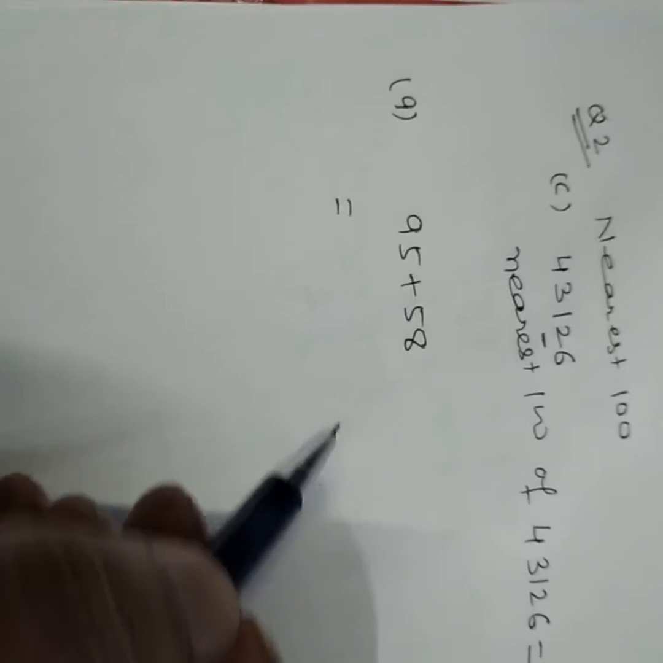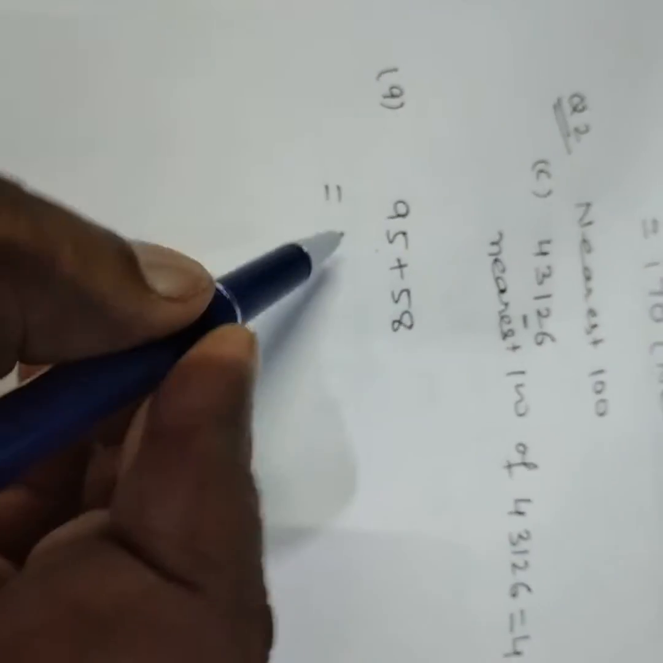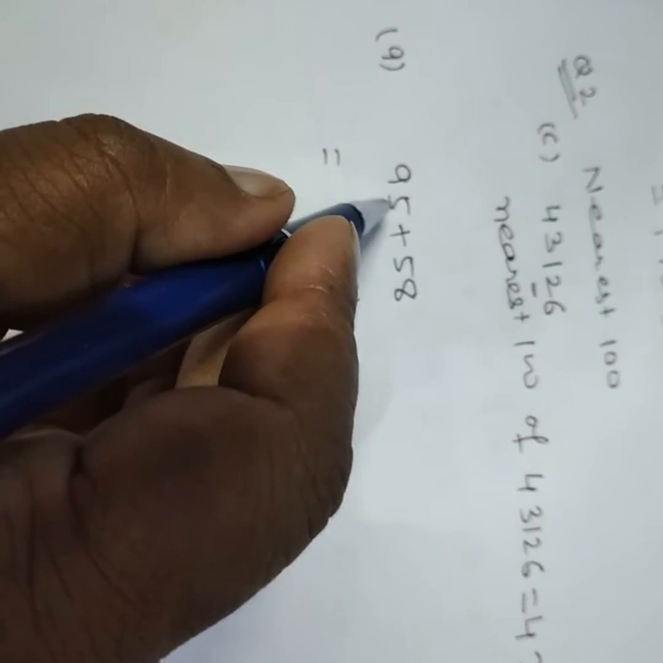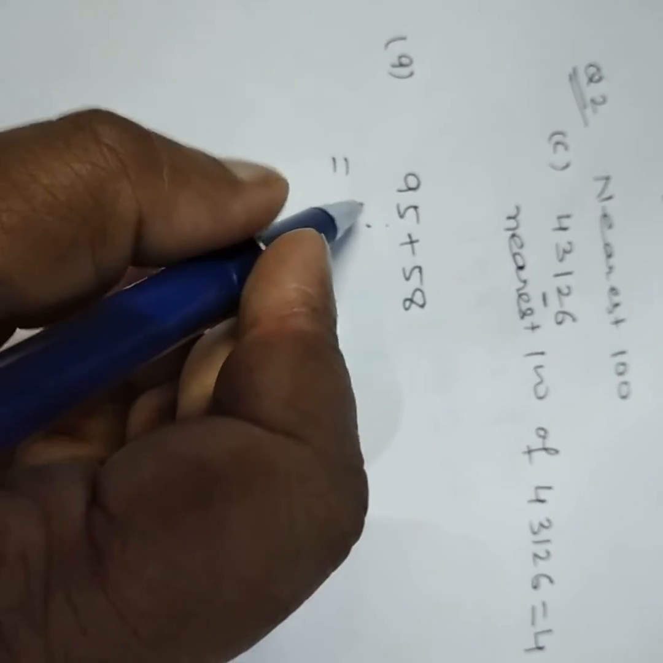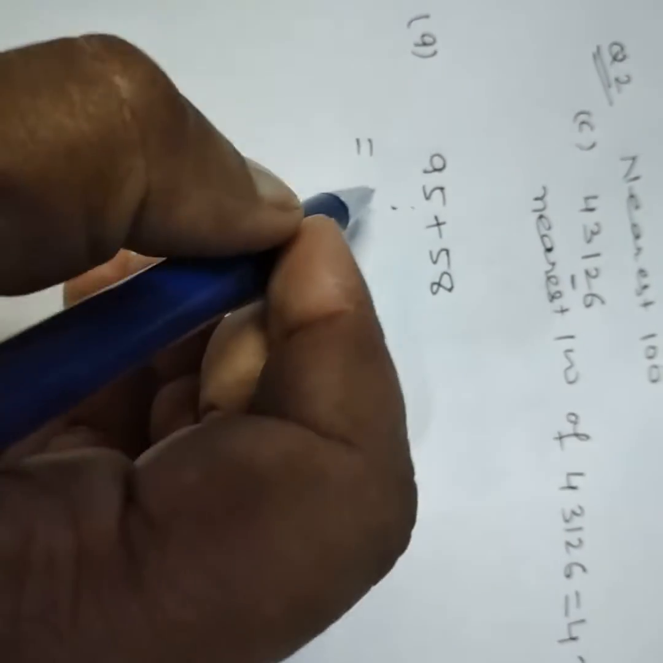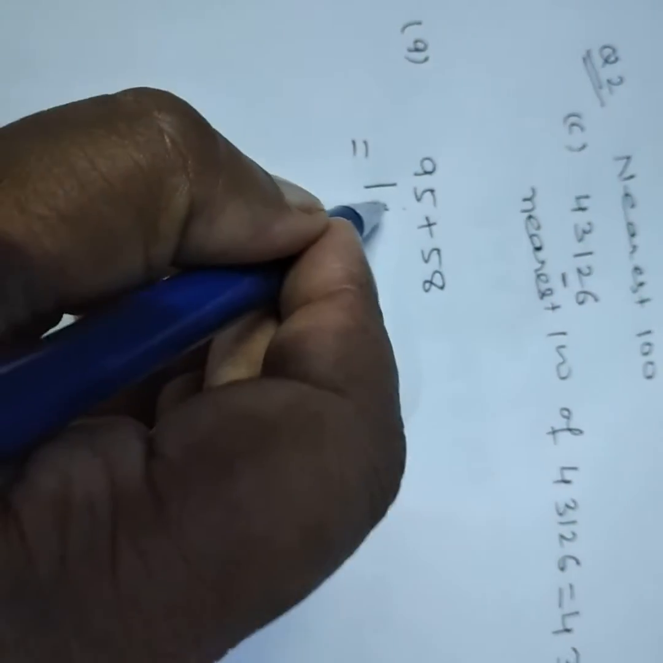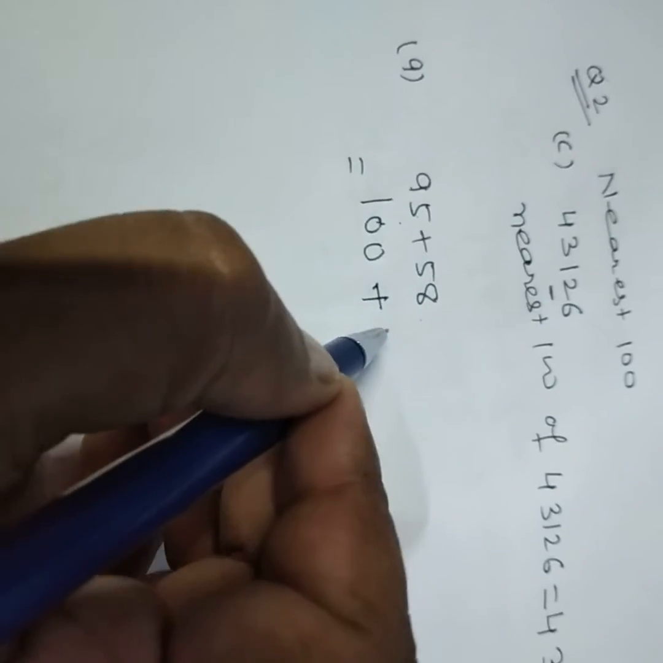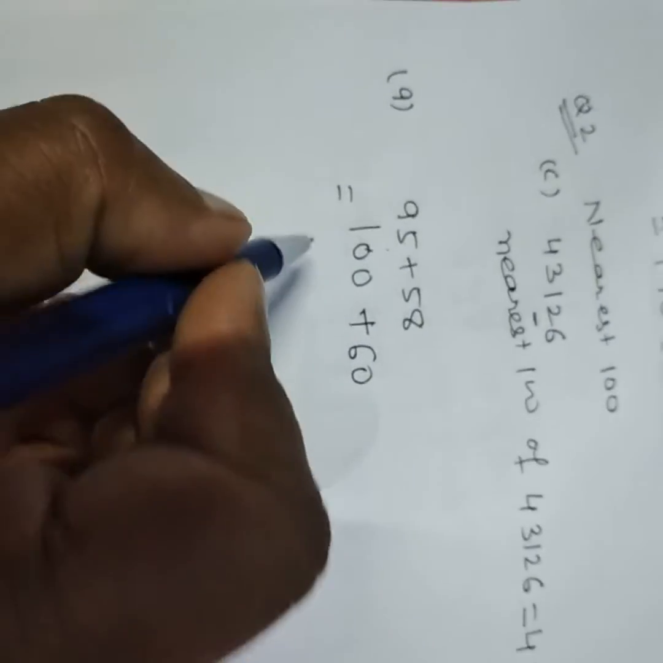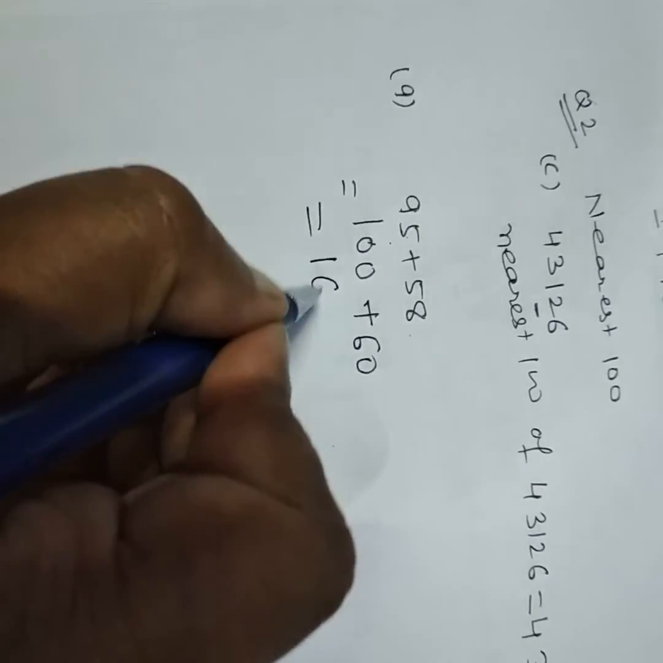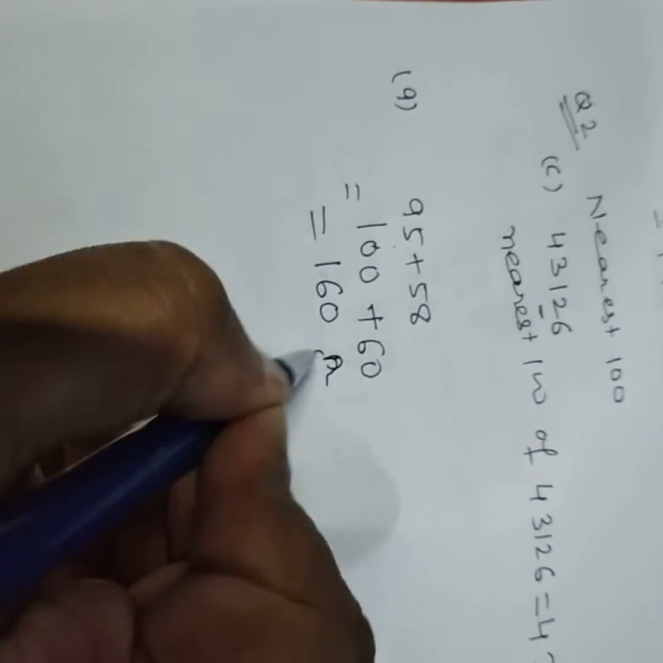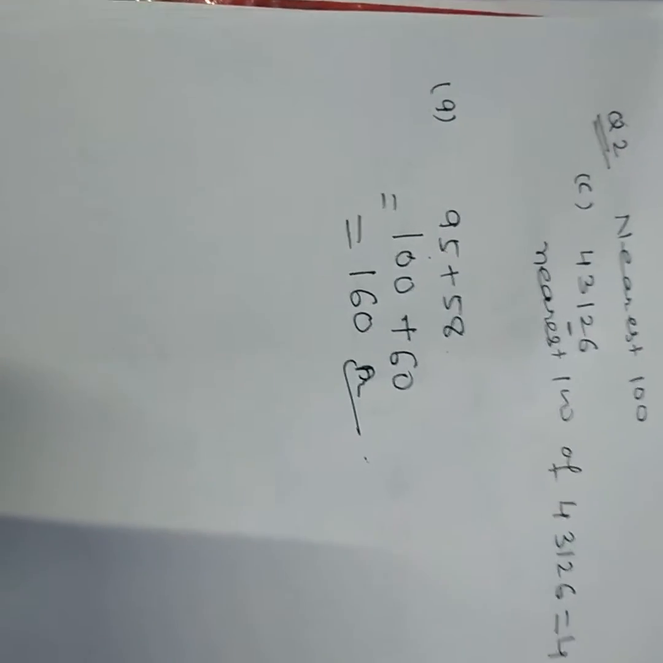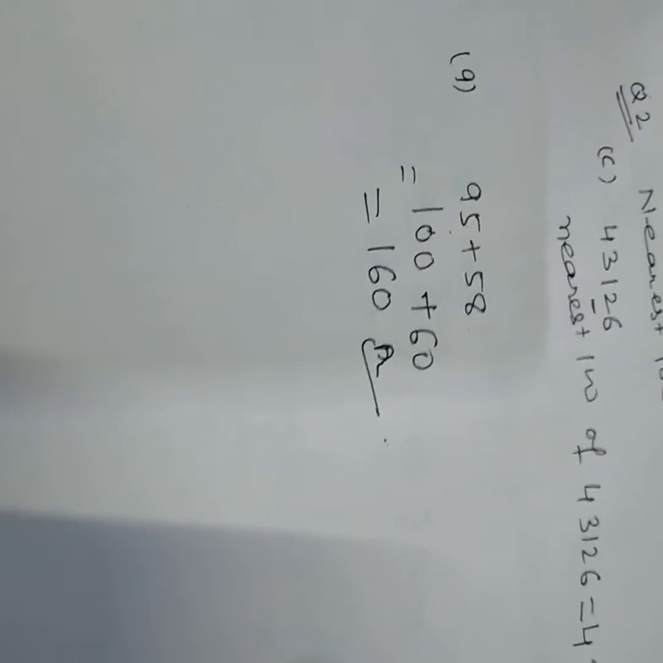Here, 95 plus 58, and with the help of nearest 10 we will solve. In 95 the ones place is 5, so we have to increase the tens place, and the tens place is 9, so it will be 100. Plus, here the tens place is 5 and the ones place is 8, so it will be 60, so the answer will be 160. In this way you have to do all the questions. The questions are the same, question number 5 to 13.